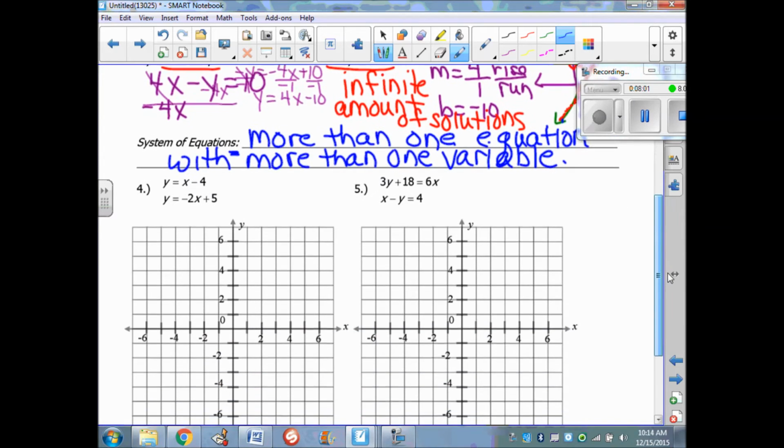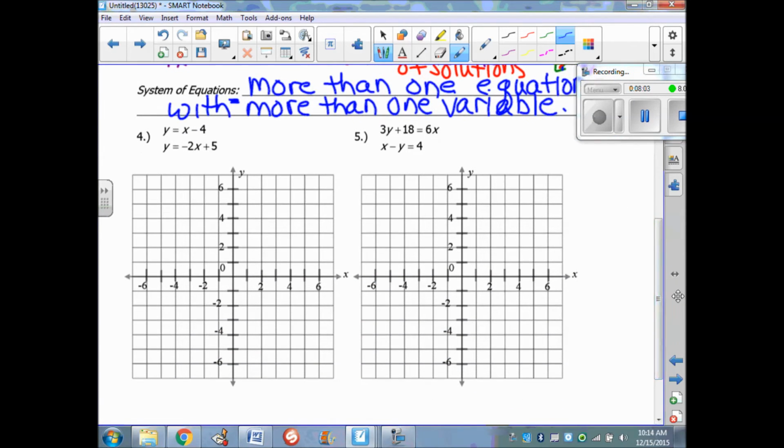So when I look at question number 4, this is called a system because I have two equations and I have two variables. I have x's and y's in both of them. That's what makes it a system. But I have to solve this system. Well, you don't know how to solve an equation that has two variables in it, x's and y's. Right now you don't know how to.